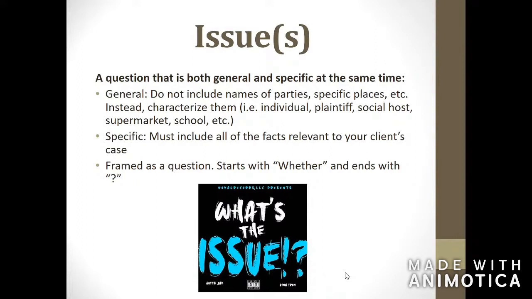So what do I mean? When I say it needs to be general, I don't want to know Hessler's name. I don't want to know Novik's name. I don't need to know these things. We need to characterize plaintiff, social host, individual, defendant, supermarket, school, whatever the case may be. In other words, we're not going to get caught up on, when we're writing our issue statement, on Mr. Hessler and Miss Novik. Why? Because the court's not looking to make a rule for Mr. Hessler and Mr. Hessler only. Court's looking to make a rule for any plaintiff in this position.